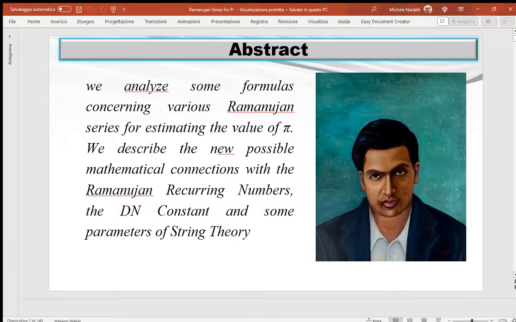In this video, we analyze some formulas concerning various Ramanujan series for estimating the value of pi. We describe the new possible mathematical connection with the Ramanujan recurring numbers, the Dn constant, and some parameters of string theory.